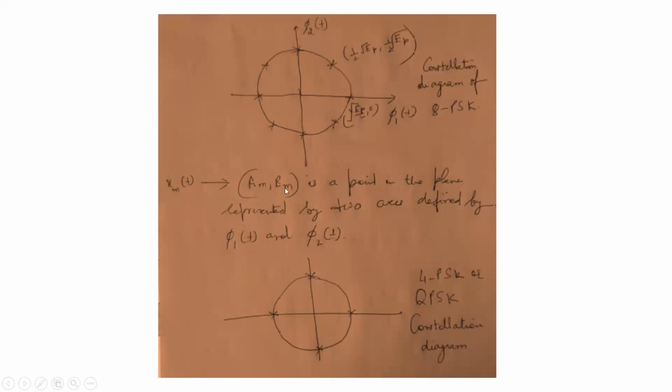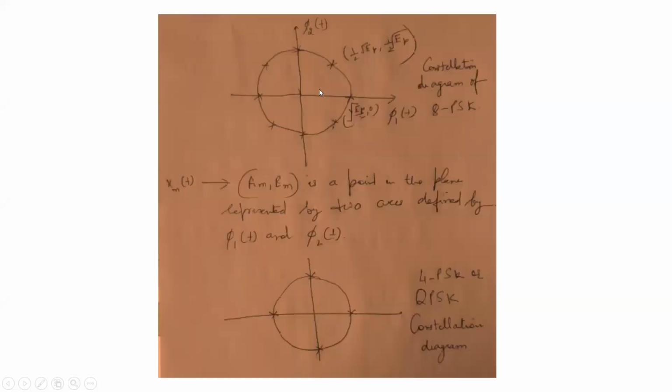And so that's what is written here. x_m(t) is (a_m, b_m), a point in the plane represented by two axes defined by phi1(t) and phi2(t). So in the constellation diagram, one axis is phi1(t), the other axis is phi2(t). And every signal point is expressed in terms of these basis functions, phi1(t) and phi2(t), as is very evident in this expression.